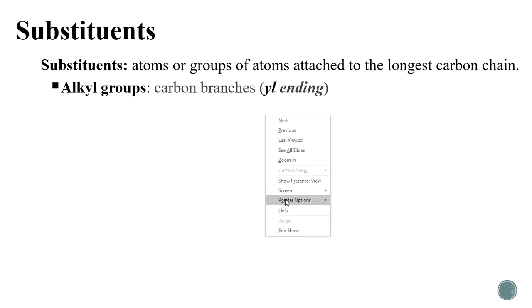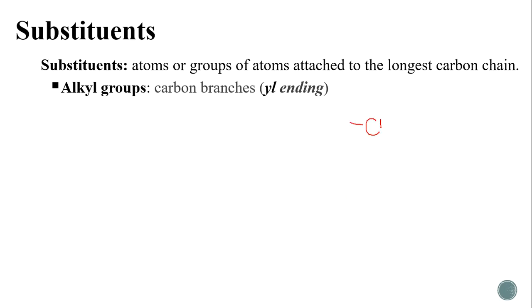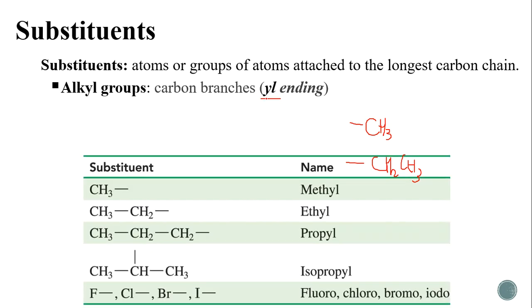I could attach, again, still with the mouse here, so forgive me, a CH3 to the carbon chain. I could attach a CH2CH3. So I could attach different types of carbon branches to the longest chain, and that's called an alkyl group. You'll know that with this YL ending when we start naming it. Here are some examples of alkyl groups.